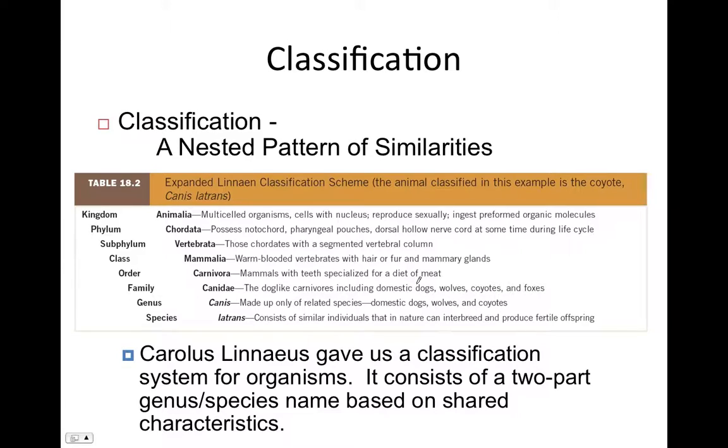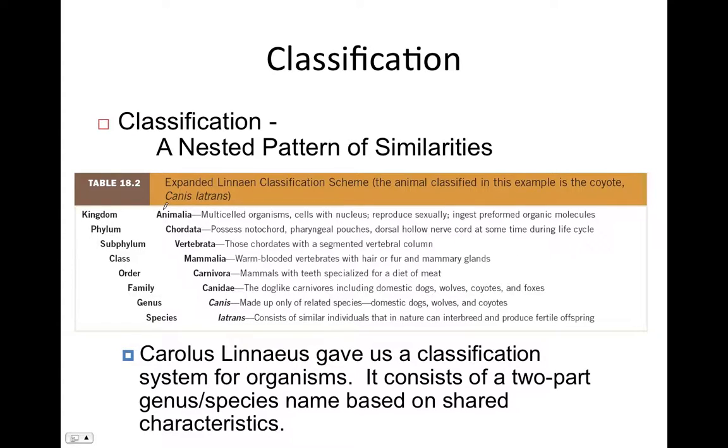This is called the natural system of classification, also known as the Linnaean system of classification, because Carolus Linnaeus developed it. It consists of many layers. The kingdom is the most broad, then phylum, subphylum, class, order, family, genus, and species. As you go from kingdom to species, the traits become more and more specific. In this example, we have the natural classification of Canis latrans, which is a coyote. The most specific label is the species, and that's latrans.